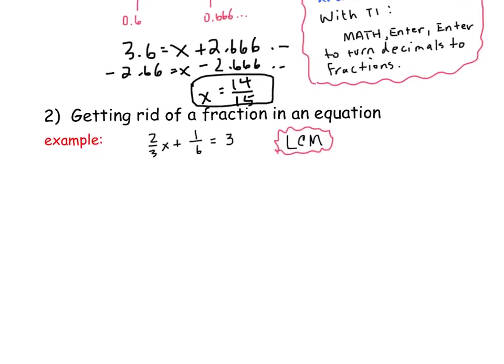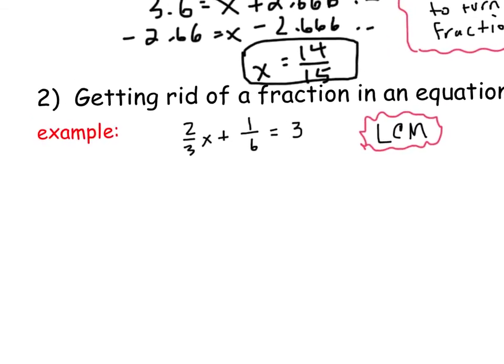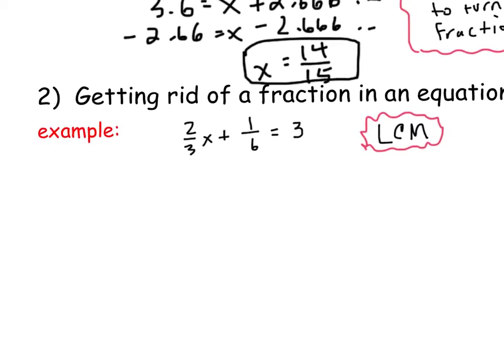All right, the next thing we're going to talk about is when you have a fraction within an equation, how to deal with that. What you want to do is make sure you multiply out by the least common multiple. If there's only one fraction, that is the bottom number. In this case, there are two fractions, so I have to think about the least common multiple. The least common multiple of the denominators is 6.